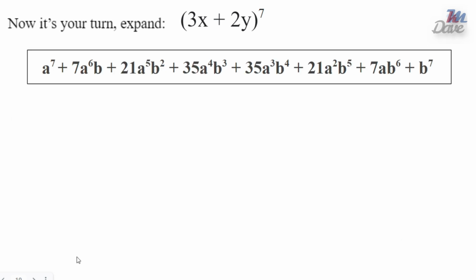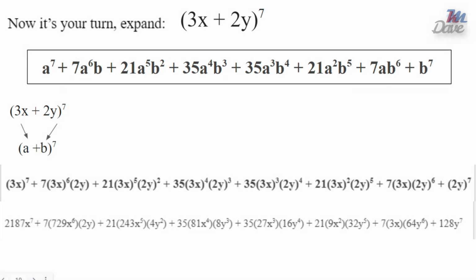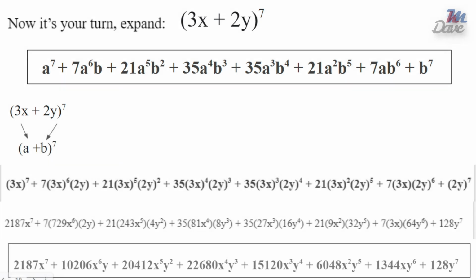It's time now to substitute. Then get the exponents. After that, get the products. And this is the expansion of the binomial 3x plus 2y raised to 7.